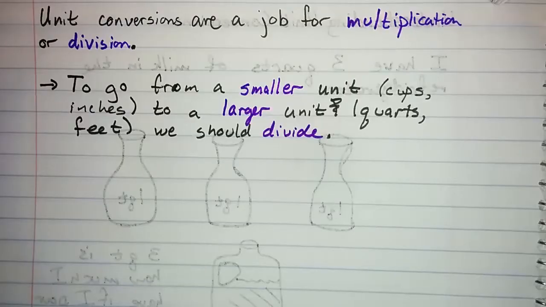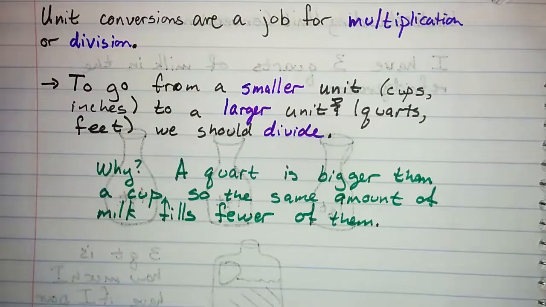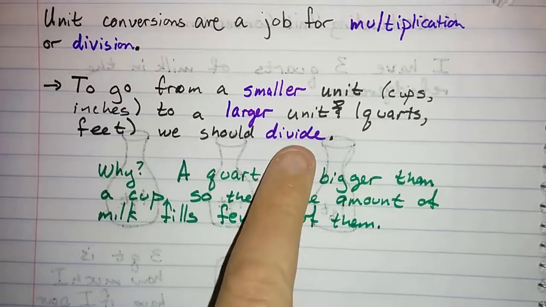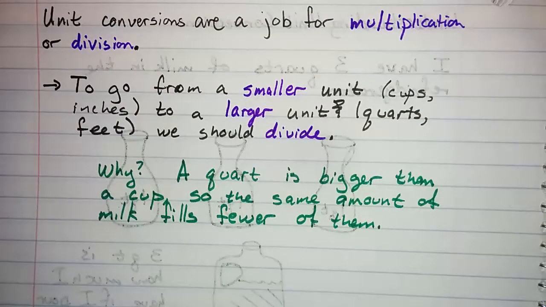To go from a smaller unit like cups or inches to a larger unit, quarts or feet, we should divide. Why? A quart is bigger than a cup, so the same amount of milk is going to fill fewer of them. If I want to measure the same amount of milk in quarts as opposed to cups, I'll have a smaller number of quarts. Division will give me a smaller number.